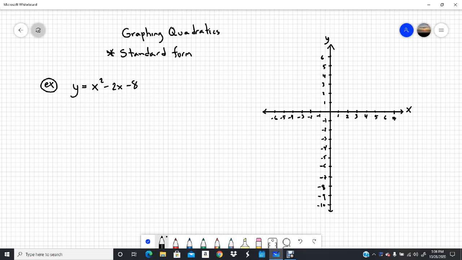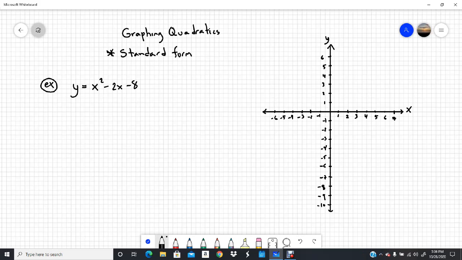In this video we'll be going over graphing quadratics with standard form. Let's take a look at this example. Y equals x squared minus 2x minus 8. How do we graph this standard form quadratic, this second degree polynomial?